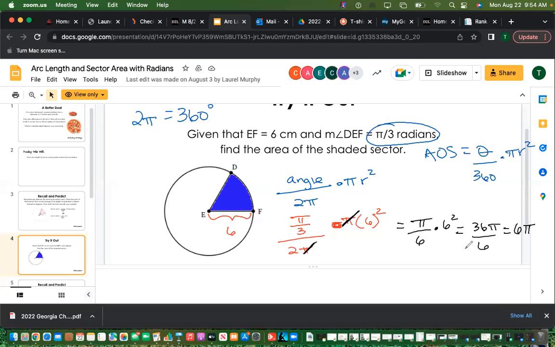So here it is again. We plugged in, we canceled anything out that we could, and then we simplified. We can multiply straight across and then divide.